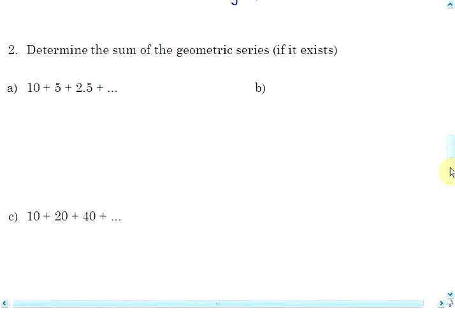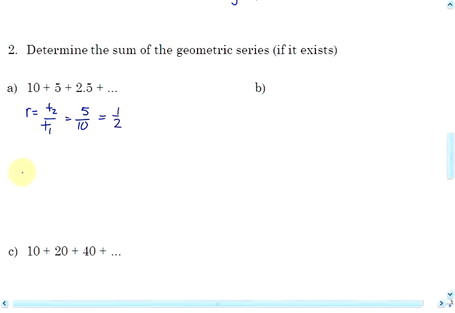Example 2. Determine the sum of a series if it exists. Let's look at the first one. First thing we need to do is determine whether this sum exists, which means that we have to decide whether it's convergent or divergent. So let's look at r, t2 divided by t1, 5/10, which is 1/2. This means it is convergent because it's between -1 and 1. Because it is convergent, we can use the formula.